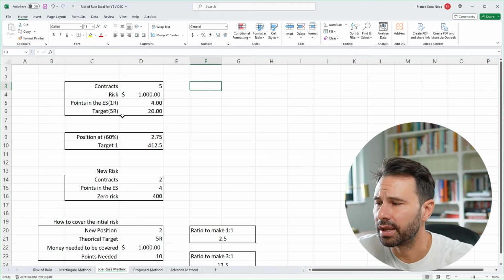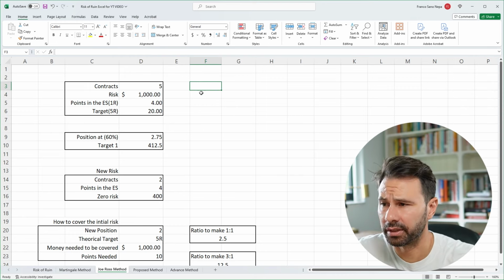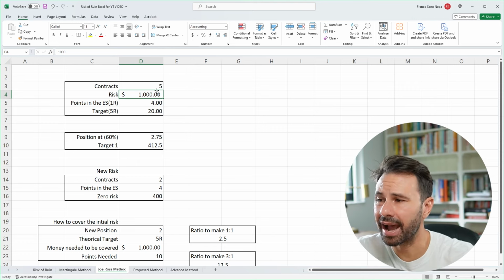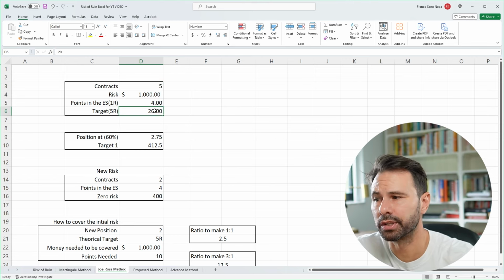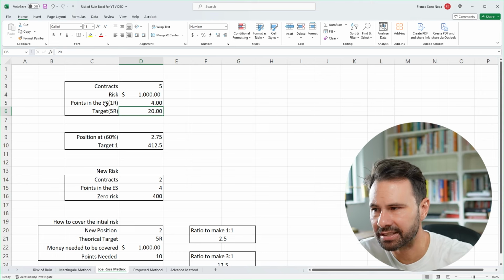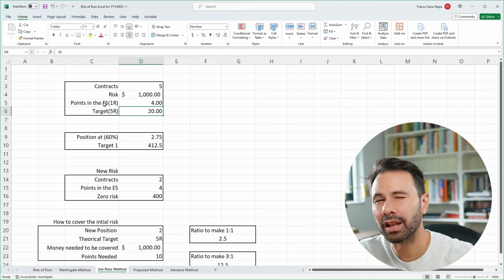So let's say we have a trade example in the ES, we have 5 contracts, we risk 4 points, that will bring our risk to $1,000. In theory, if we buy the 5 contracts and we close the trade after being plus 20 points, this trade would have made $5,000. But see how in this method, the underlying asset, in this case the ES futures, has to move a lot more for you to get to those 5R.